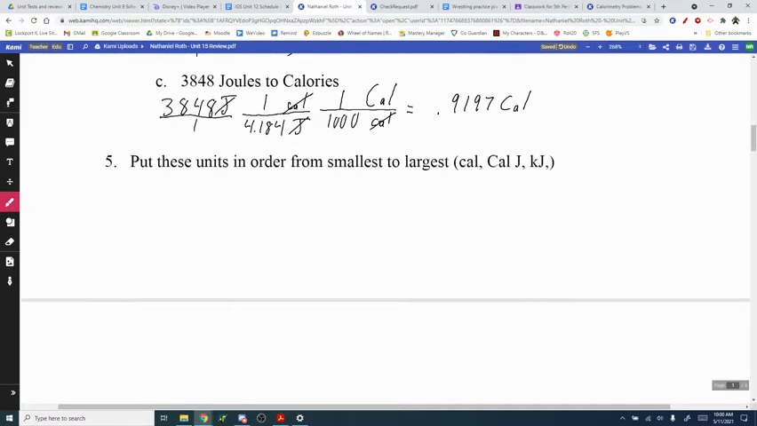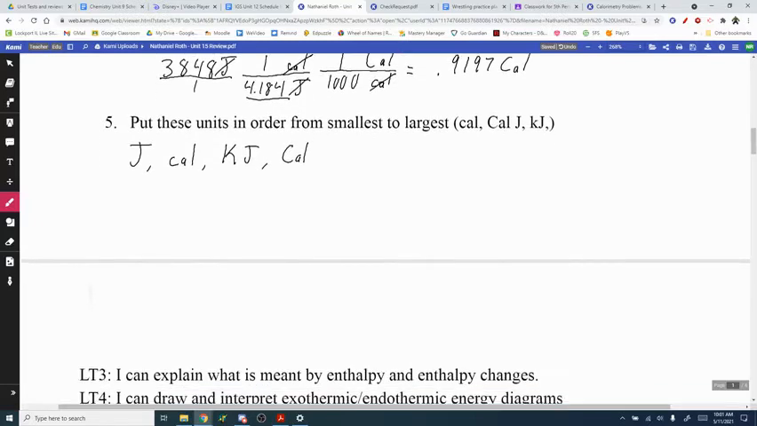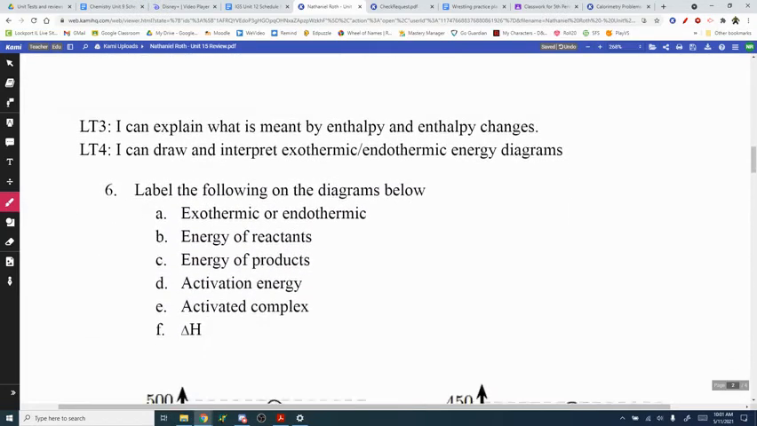Okay, units in order from smallest to largest. So the smallest unit is the joule because there are 4.184 joules per 1 calorie. Okay, then we have little calories. Then we have kilojoules. And then we have kilocalories, also known as big calories. That is the order from smallest to largest. All right.